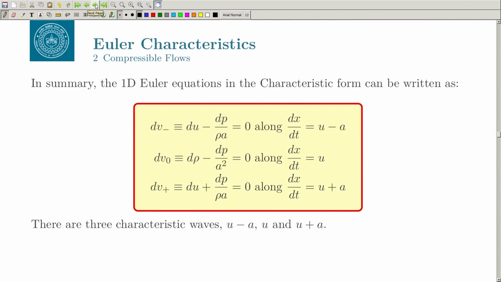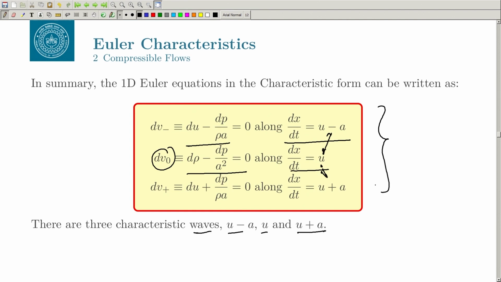So, in summary, if you look at these three equations, we have a wave which is du minus dp by rho a equal to 0, which is traveling at a speed of u minus a. Similarly, this dv equal to 0, which corresponds to dx by dt equal to u, is the wave. So, these are the wave speeds, and this is basically the variable which is traveling at that wave speed. So there are three characteristic waves corresponding to u minus a, u and u plus a. Now we have these characteristic equations. We will look at the implication of these characteristic equations in the next class. Thank you very much.